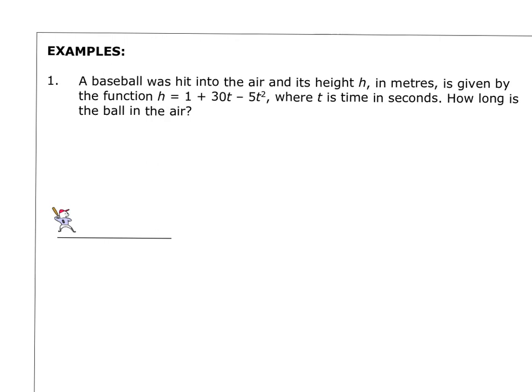Problems like this are pretty easy to visualize. You have a baseball player and the ball hits the bat, comes up, and lands, giving it that parabolic shape. So it lands about here. You can actually almost see a grid where the x-axis is your time in seconds and your y-axis is your height in meters.